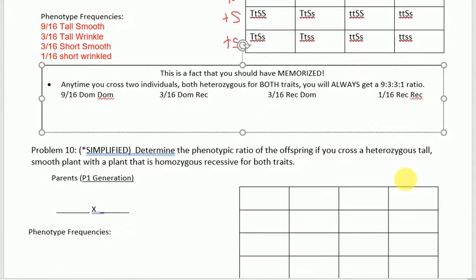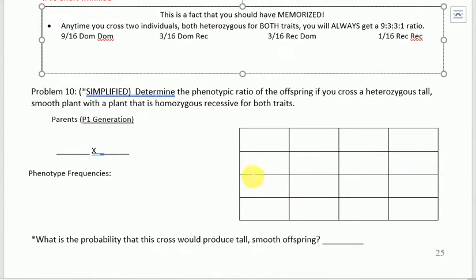So let's move on to another one. Problem 10: determine the phenotypic ratio of the offspring if you cross a heterozygous tall, smooth plant with a plant that is homozygous recessive for both traits. The first thing we need to figure out is what our genotypes are going to be. We know that one is heterozygous, so we're going to have big T, little t, big S, little s, crossed with homozygous recessive for both: little t, little t, little s, little s.